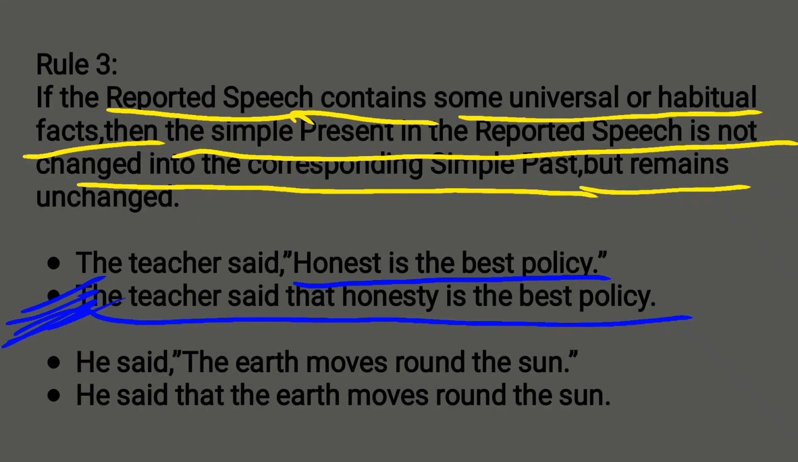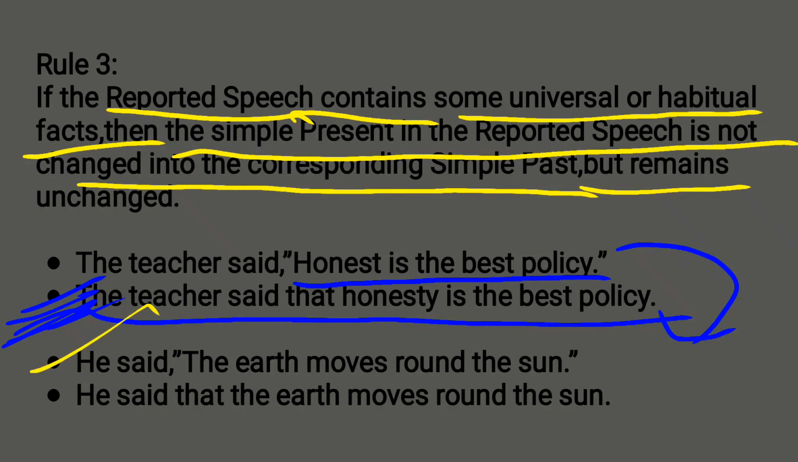Okay, but as per the rule number 2, some of you might write that honesty was the best policy, because this is a simple present tense, and simple present tense is converted into simple past. Yes or no? That was rule number 2. But whenever the reported speech is a habitual or universal fact, you need not change the verb. Okay, now let's see the next example.